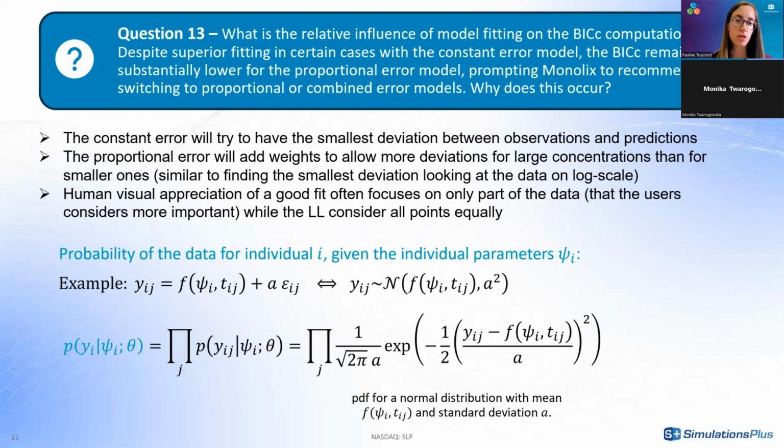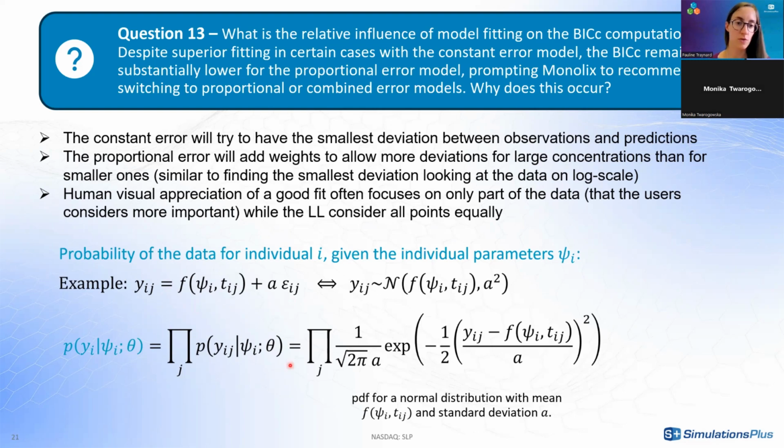This situation can happen: it looks like the constant error model gives a better fit, but Monolix still recommends or gives a better BIC for the proportional error model. It's not always the case, but it is a situation that can happen. It can be explained by looking at the formula for the log likelihood that we need to calculate in order to calculate the BIC. Here you see the formula of the log likelihood in the example case where the observation model is composed of a normal distribution and a constant error model. Here f corresponds to the predictions from the structural model.